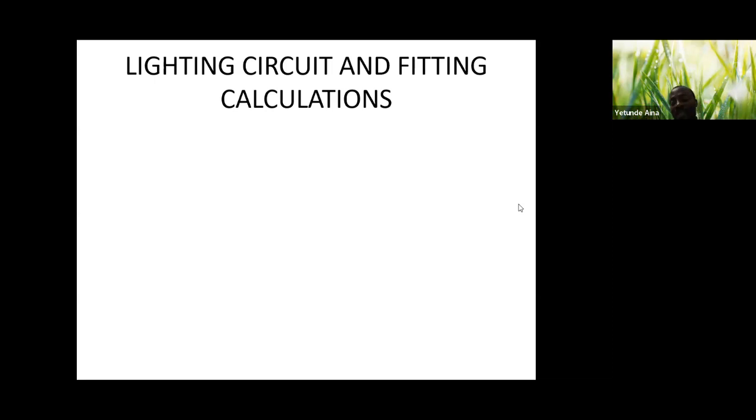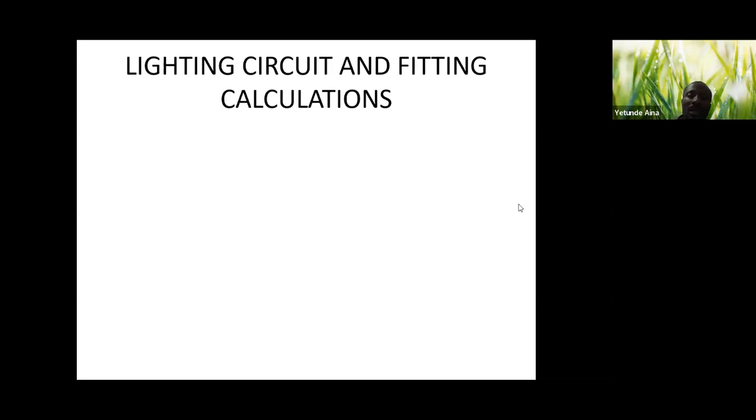circuits and the fittings calculations as well in this tutorial, so that it will help you to know the intensity of light that is expected for a particular installation, and it will enable you to carry out your calculation correctly as specified by your employer or by your client in the specification that is given to you.